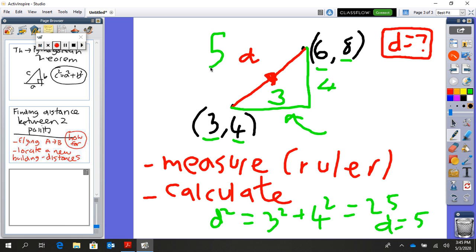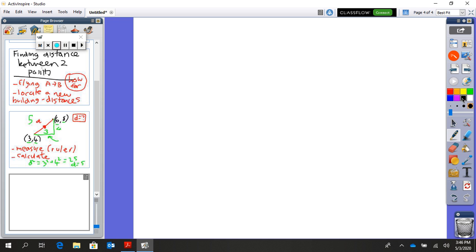So here we're just applying Pythagoras' theorem to finding distance between 2 points. Okay, how can we extend this? Let's extend this idea to what's called the distance formula.